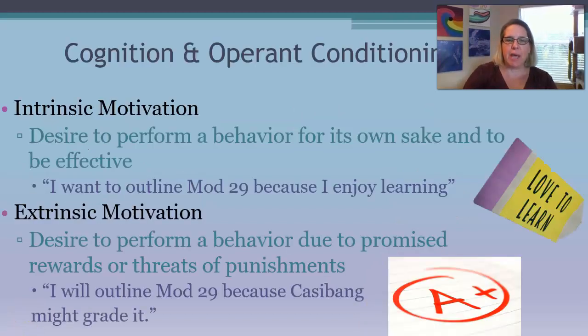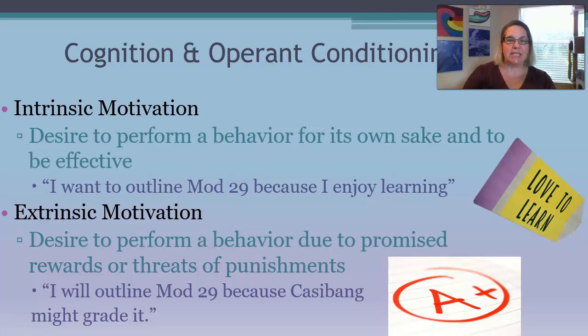So first we're going to talk about cognition and its effect on operant conditioning, actually. So here are two words, a set of confusing pairs. Okay, intrinsic motivation and extrinsic motivation. So intrinsic motivation is the desire to do something and to do it well just for your own sake, okay, for your own enjoyment. So for example, I want to outline module 29 because I enjoy learning, right? So you're just doing something for its own benefit, for your own internal motivation, okay?